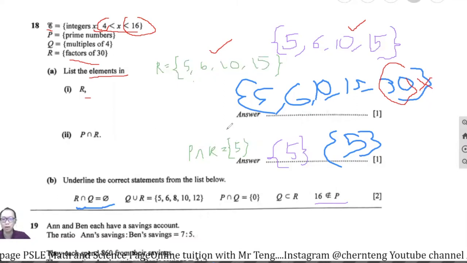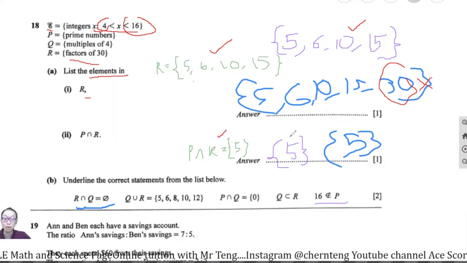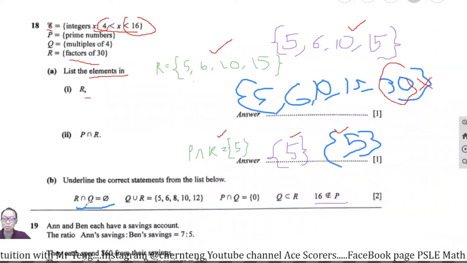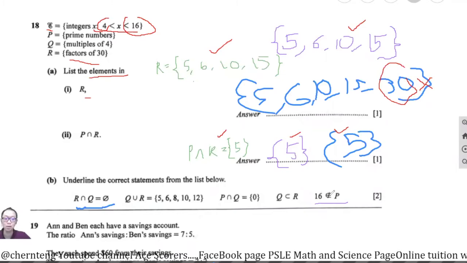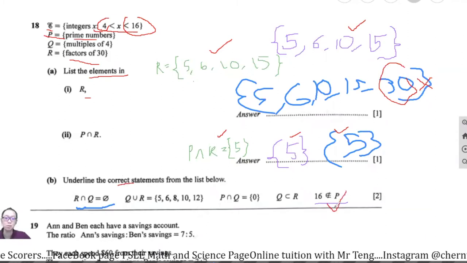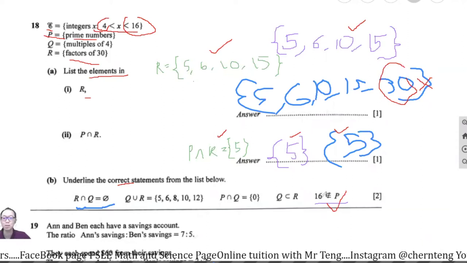Now, P intersect R. Yeah, you're right, it's 5. Okay, all three correct. Now, we have the last one. Underline the correct statements from the list below. R intersect Q is null. Then 16, okay, this symbol means it's not an element. 16 is not an element of P. P is for prime numbers, right? So this is definitely correct, because 16 is not a prime number.